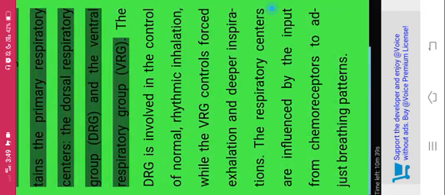3. The role of the respiratory centers in the medulla and pons. The medulla oblongata contains the primary respiratory centers: the dorsal respiratory group (DRG) and the ventral respiratory group (VRG).